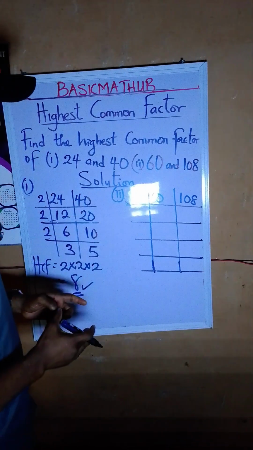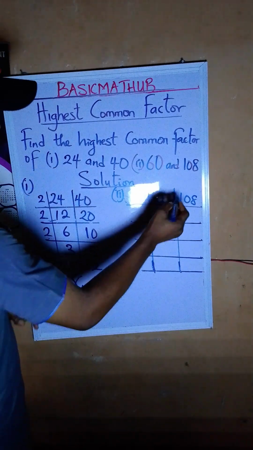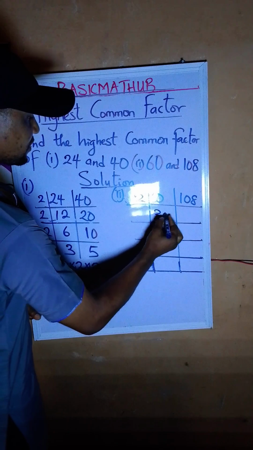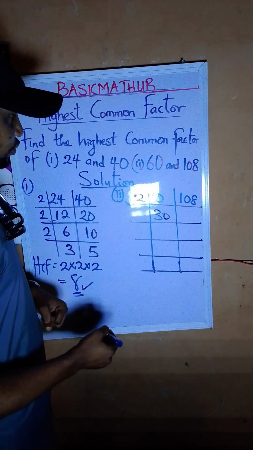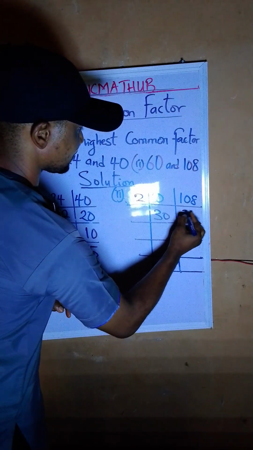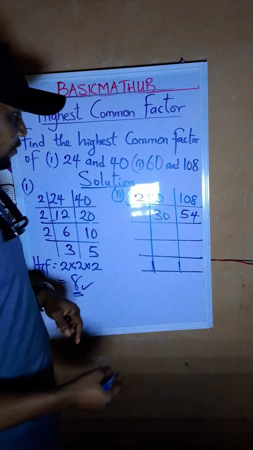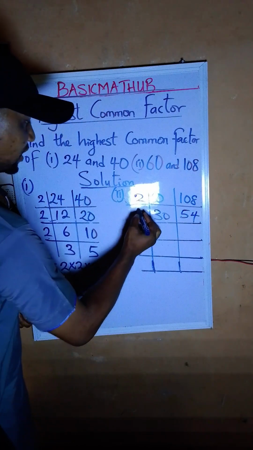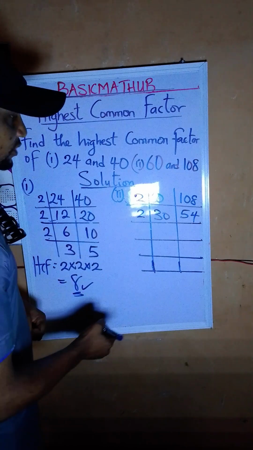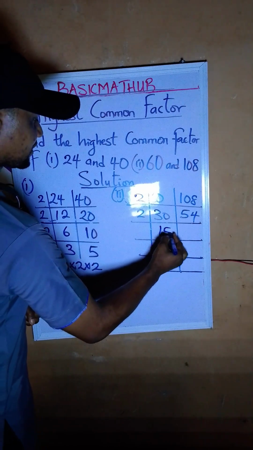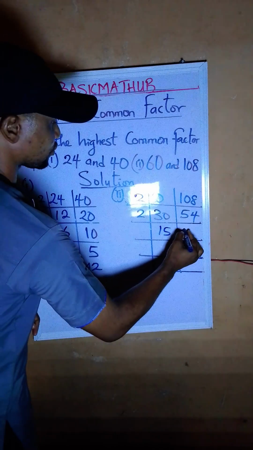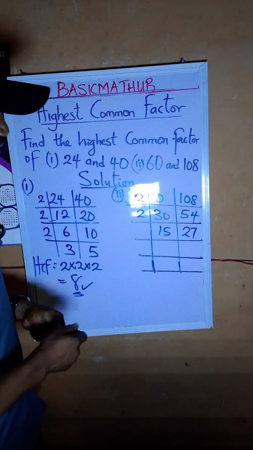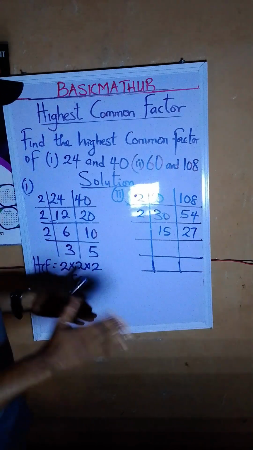If you look at it properly, you see that 2 will go in both 60 and 108. So 60 divided by 2 will give us 30, and 108 divided by 2 will give us 54. So if you look at 30 and 54, 2 can still do it. 30 divided by 2 will give us 15, and 54 divided by 2 will give us 27.